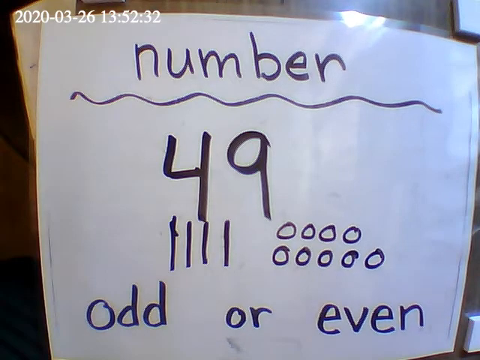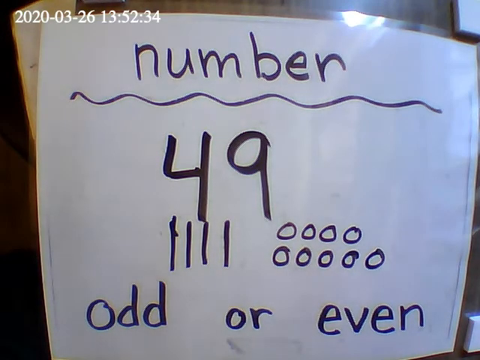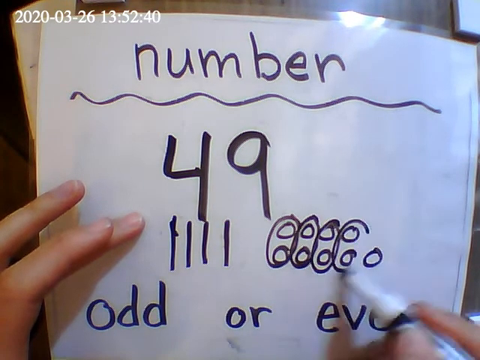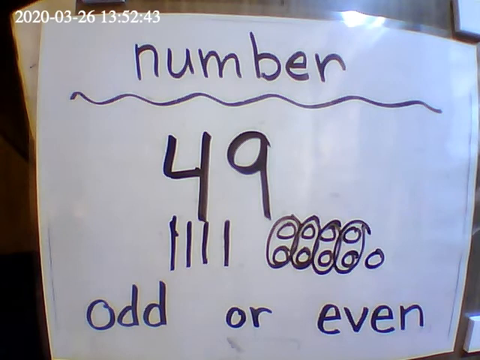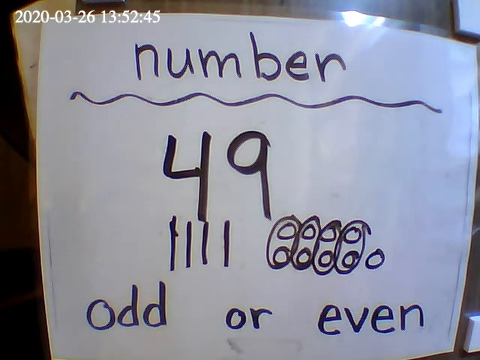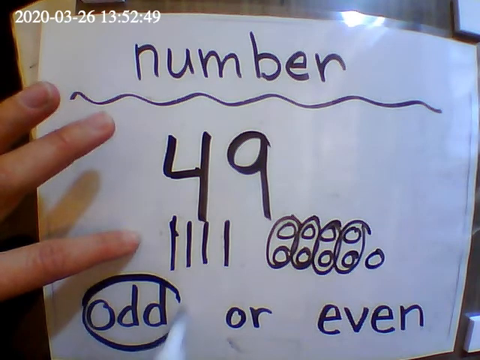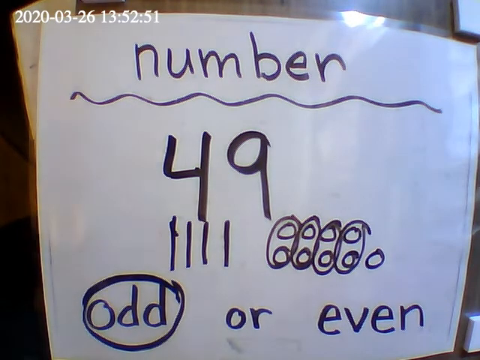We have 9 ones. So to determine if this is odd or even, we're going to circle them in pairs. 1 pair, 2 pair, 3, 4. Is this number odd or even? Because this last one does not have a pair, it is odd. So the number 49 is odd.